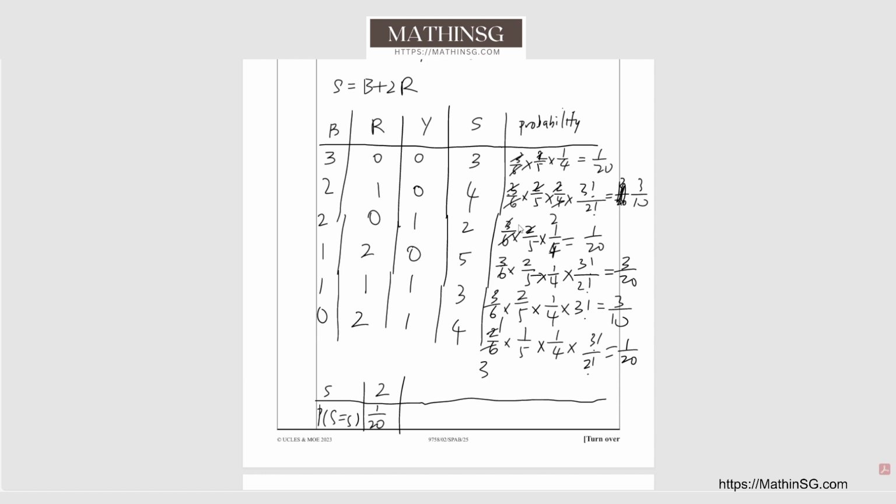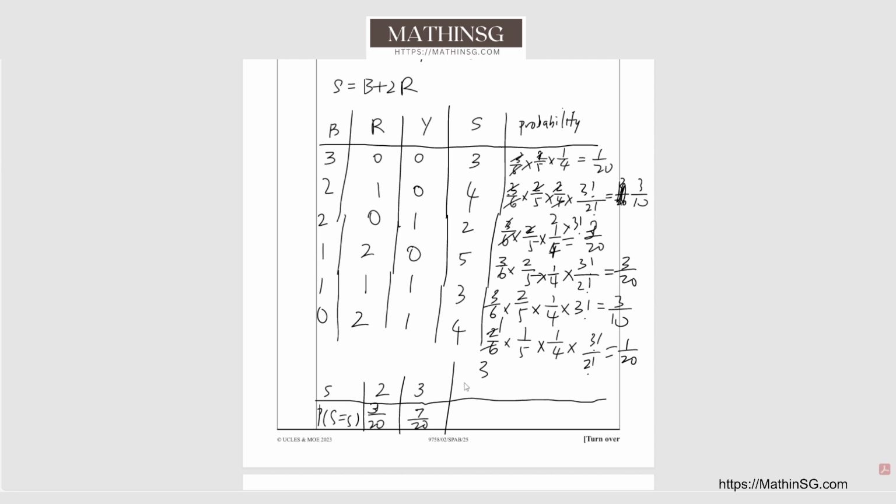Right, okay, 3 over 6. Oh, I missed out times 3 factorial. Sorry, it should be 3 over 20. When S is 3, it is this and this, right? So it's 1 over 20 plus 3 over 10. So total is 7 over 20.